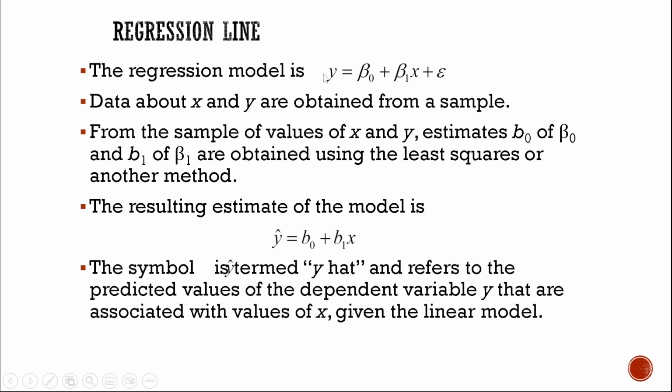So for the regression line, we have the regression model here. Again, y equals beta 0 plus beta 1 times x plus the margin of error, epsilon e. The data about x and y are obtained from a sample. From the sample values of x and y, estimates beta 0 hat and beta 1 hat are obtained using least squares or another method. The resulting estimated model has the y term as y hat, which refers to the predicted values of the dependent variable y that are associated with the values of x given the linear model.